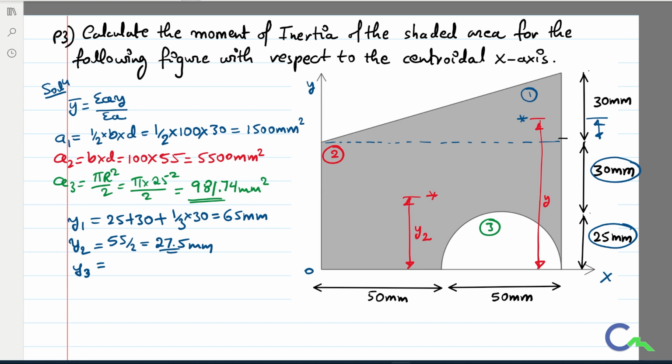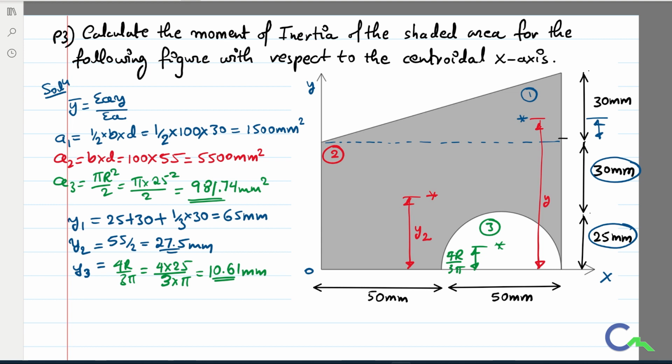For the third figure, the centroid is somewhere here. I can say that this is at a distance of 4r divided by 3 pi. So 4r divided by 3 pi is equal to 4 into r, which is 25, divided by 3 into pi. Therefore the value we are going to get is 10.61 mm.